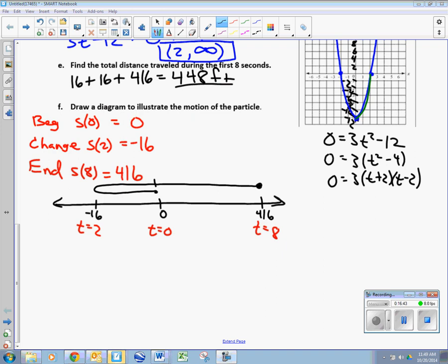Now, it's 416 feet from its beginning position, but it's not asking about its displacement. Displacement would be 416. It's actually traveled, I mean, if it had an odometer, it would be 448.